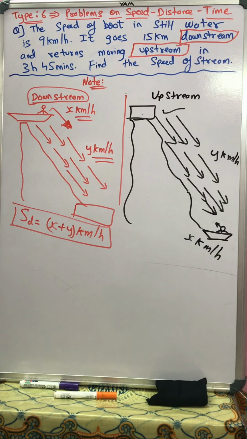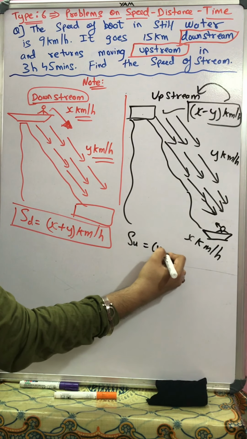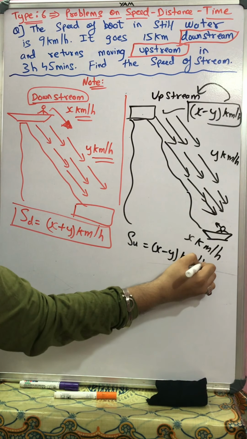Now tell me one thing, students. Can I say whatever speed I applied, that was x km per hour, it should be greater than the speed of the flow of stream? Yes, then only I was successfully able to fight against the flow of water. So I'll write x minus y km per hour. This is the speed of upstream. Speed of upstream, S subscript U, is x minus y km per hour.